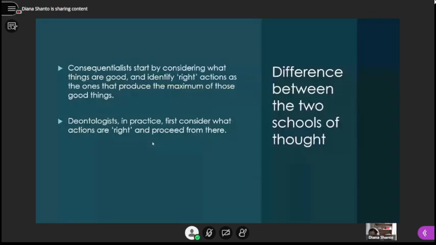Donc, la différence: consequentialists start by considering what things are good and identify right actions as the ones that produce the maximum of those good things. Deontologists first consider what actions are right and proceed from them. You have to do the right thing. The consequences, you look at what will it produce.